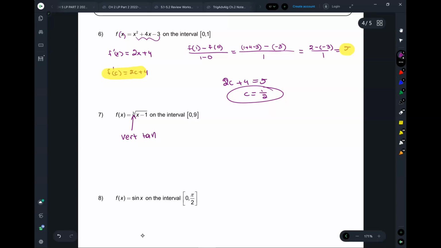Where does the vertical tangent happen? You set the inside equal to 0, so at x equals 1. Is 1 inside your interval? Yes. So since it is not differentiable on all points within the interval, you can't even apply the mean value theorem. So it's done.